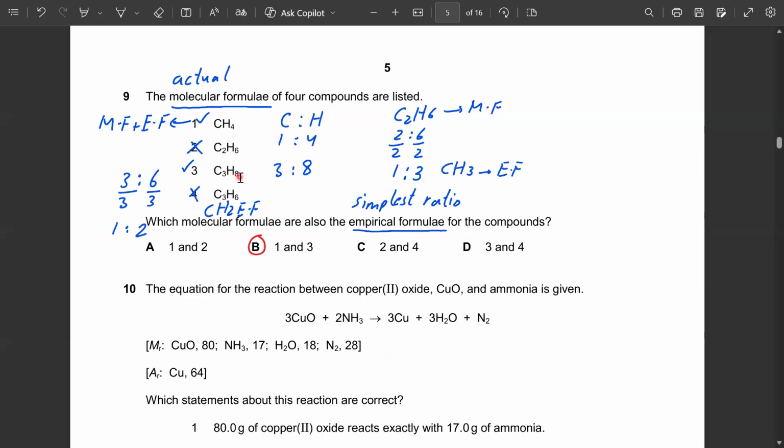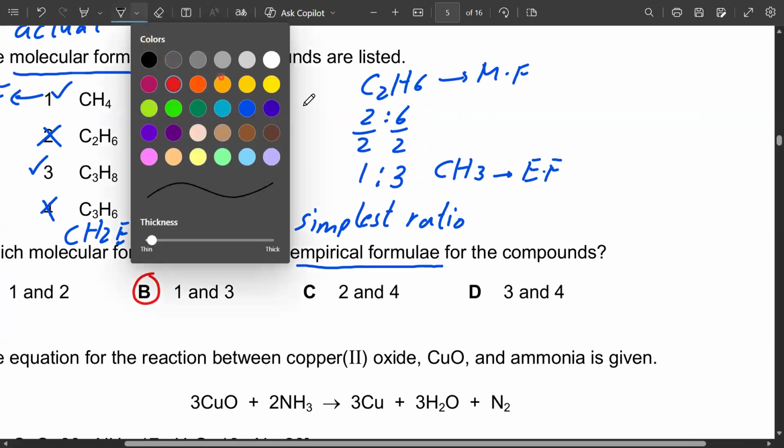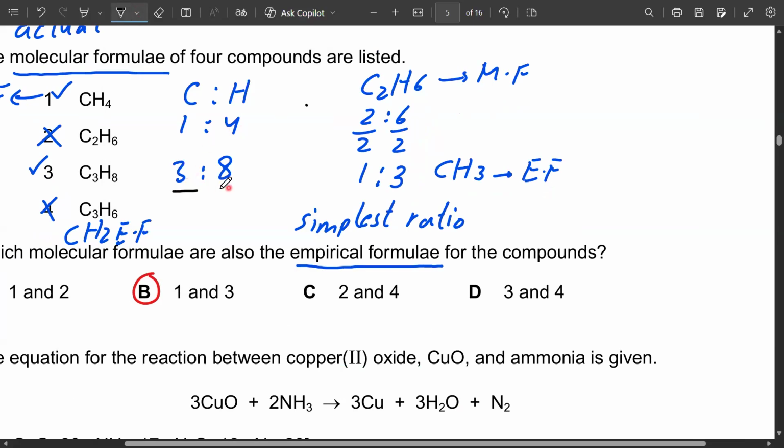And similarly for C3H8, there is 3:8. That means you cannot further simplify these two numbers with a single number. There is no way by which you can divide these two values with a single number. So this is also the same value. It will remain the same, and this will become the empirical formula C3H8. So C3H8 is both a molecular formula as well as the empirical formula.